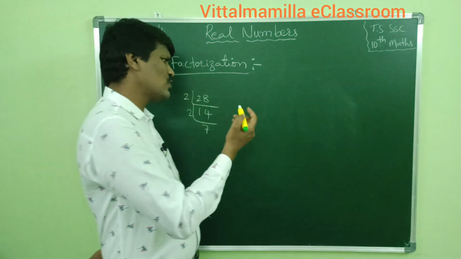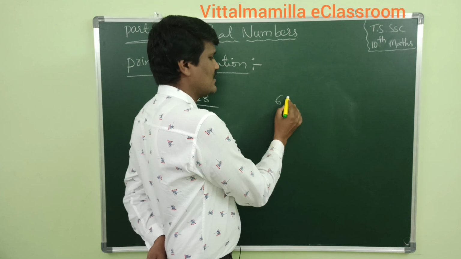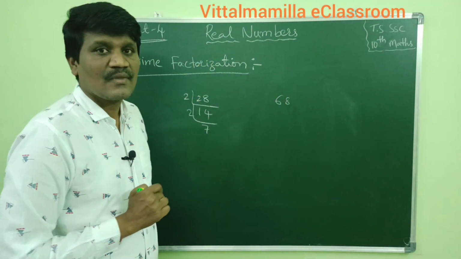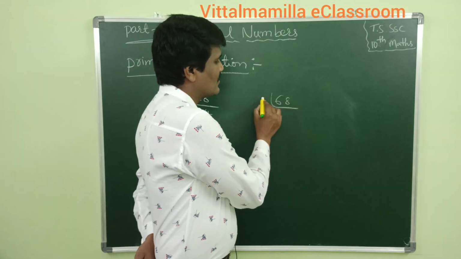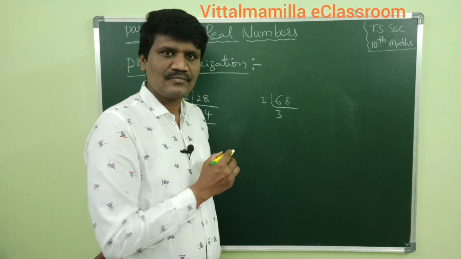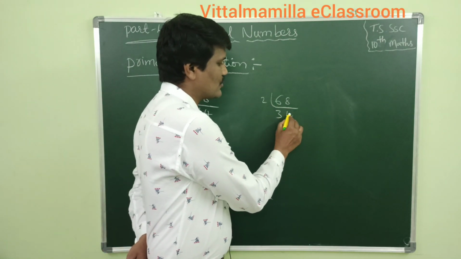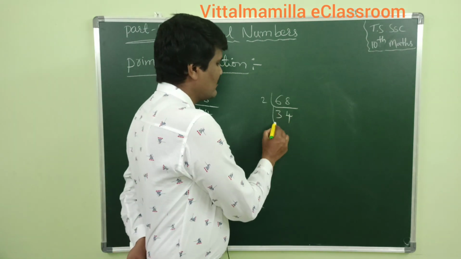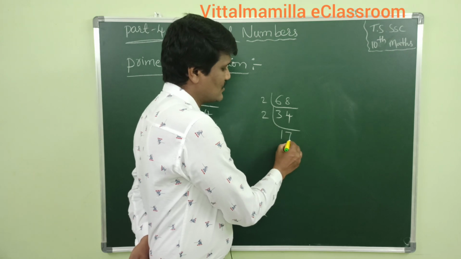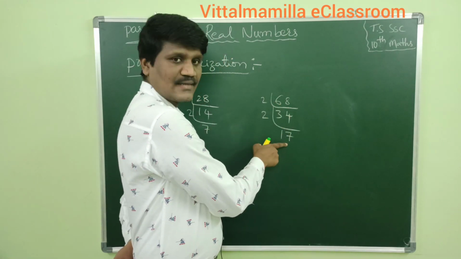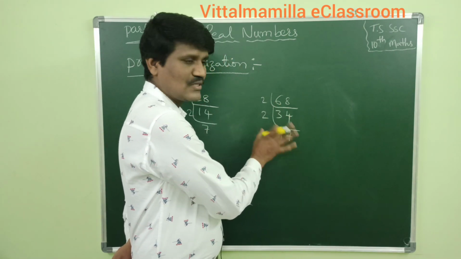Suppose if you take one more number, say 68. How to do the prime factorization of 68? 2 34s are 68, then again from 2, 2 17s are 34. So 17 is a prime number, so we should stop here.